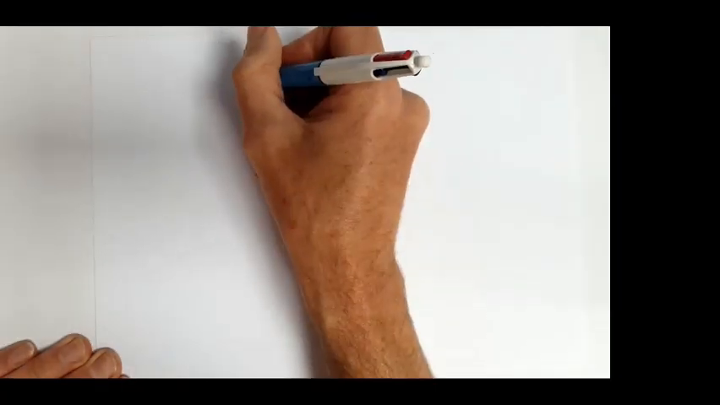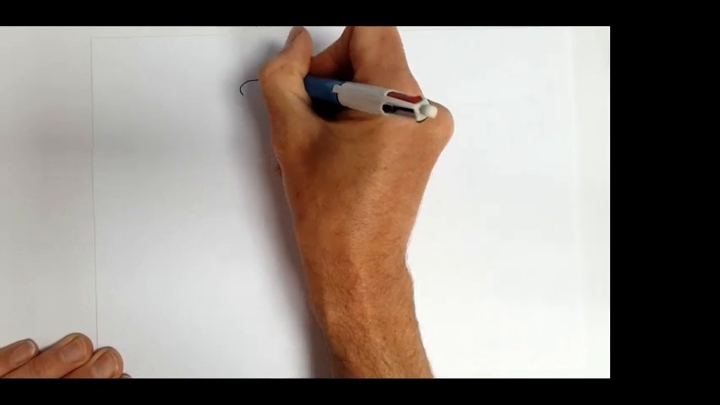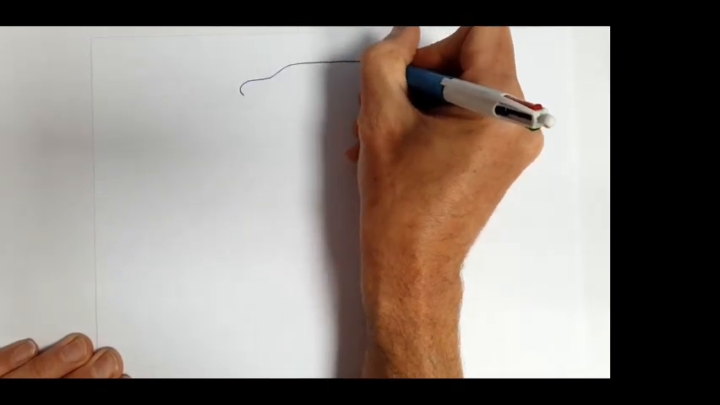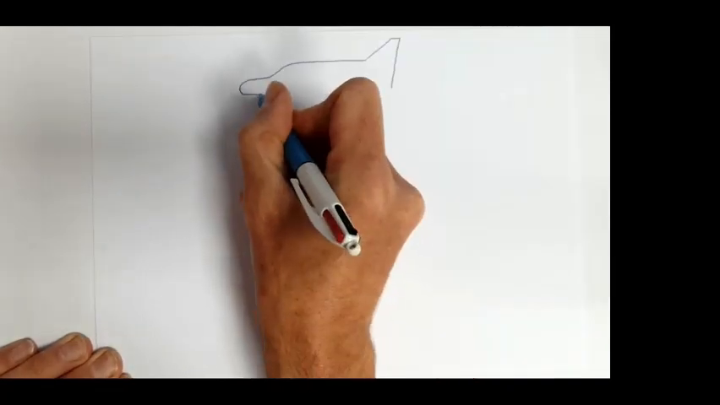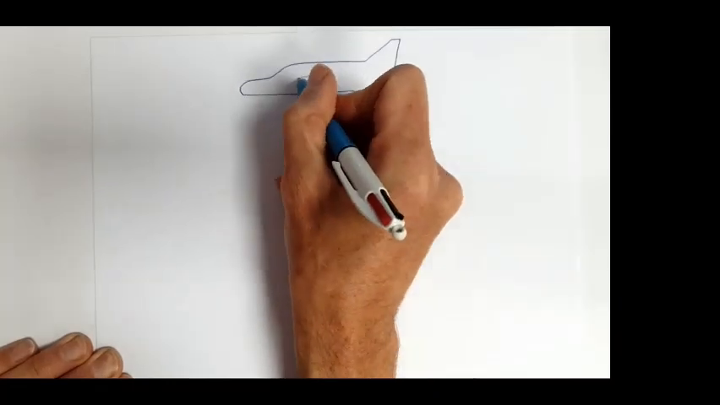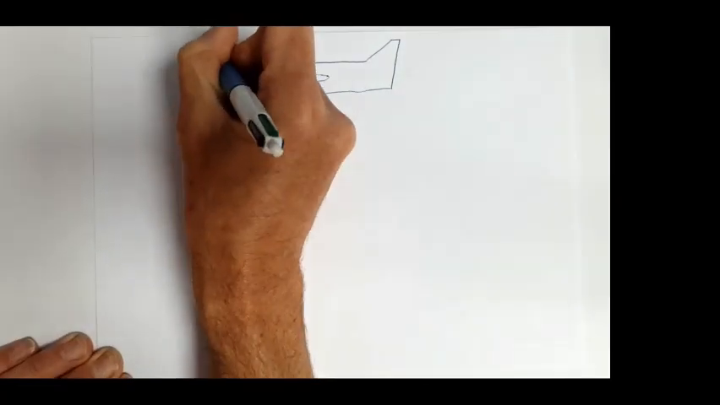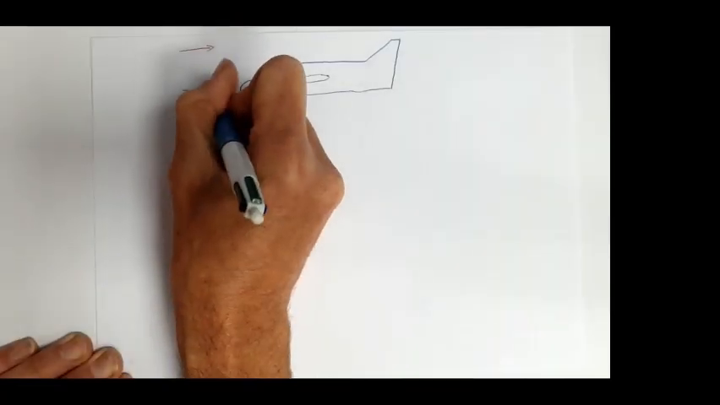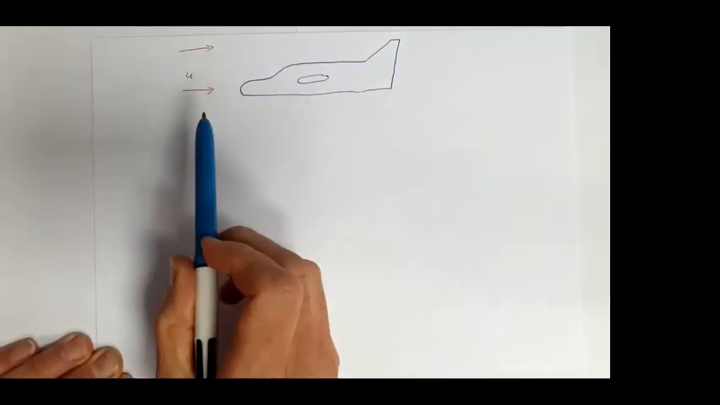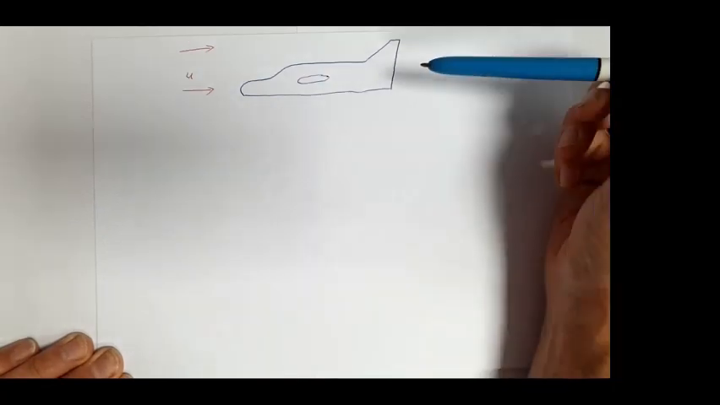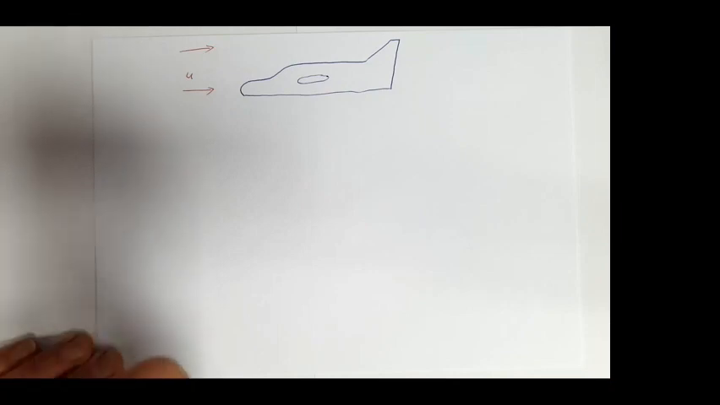We can potentially have fluid, however, flowing over an object. If I were to draw an aircraft, which might look something like this, so I've got my aircraft and our fluid traveling relative to my aircraft. Let's say it's traveling with a velocity u. So we can have external flow past an aircraft like that, for example.